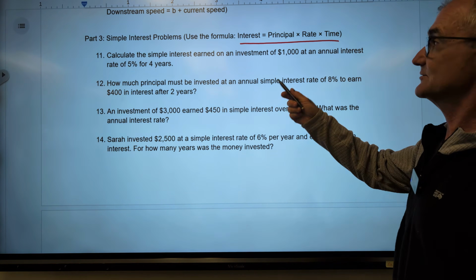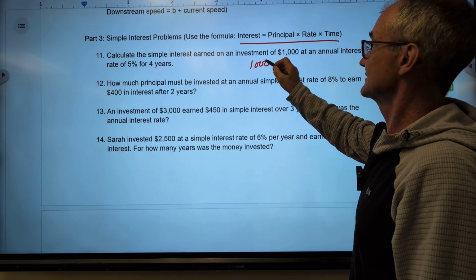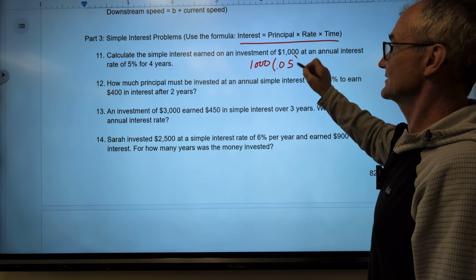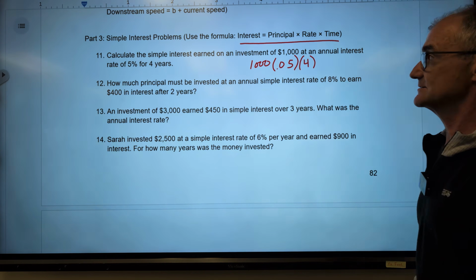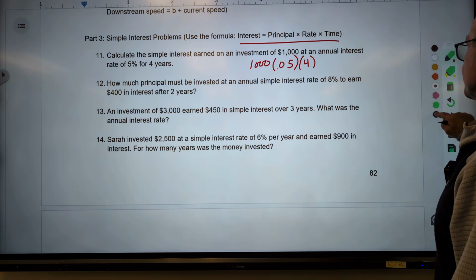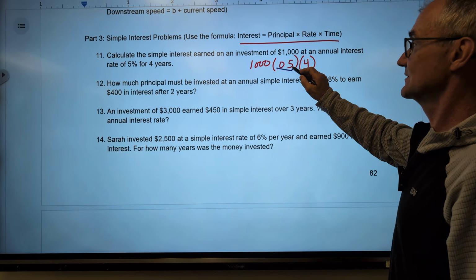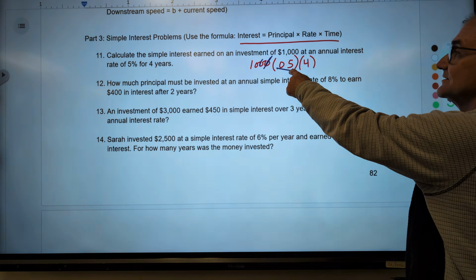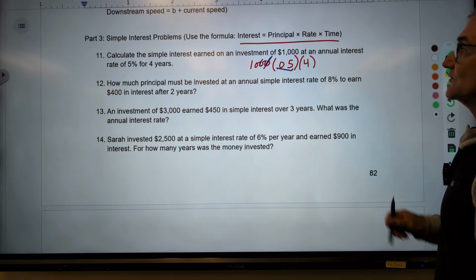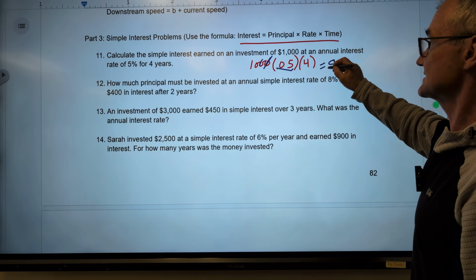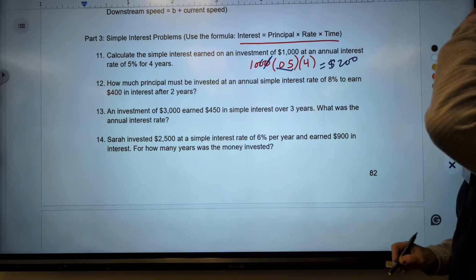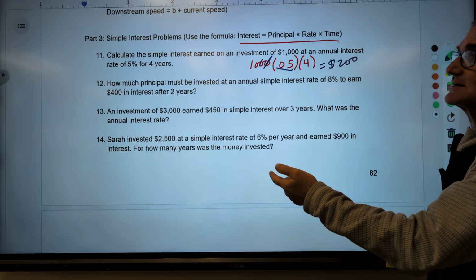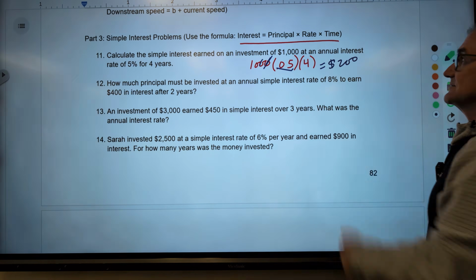So calculate the simple interest earned on $1,000, that's my principal, at an annual interest rate of 0.05 for 4 years. My trick again right here, I'm going to move this over 1, 2. So I'm going to get rid of those. So I have 10 times 5, 50. 50 times 4, $200 is the amount of interest I'm paying. Let's think about that for a minute. I pay 5% interest on $1,000. That's $50 a year. Times 4 years, $200 seems about right.